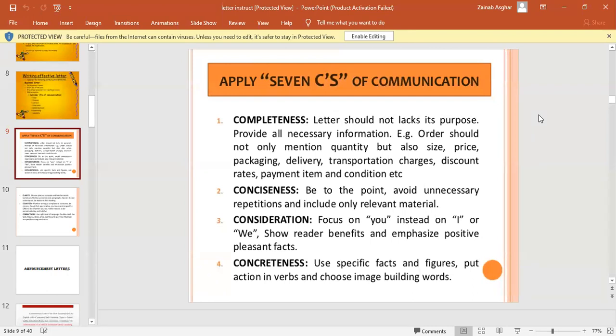Sorry, I told you in any business communication. Sorry, no, I didn't mean that. I mean in any communication. So the first C is completeness. When we talk about completeness, we say that letters should not lack their purpose.